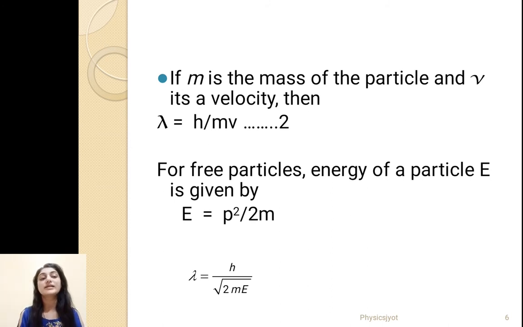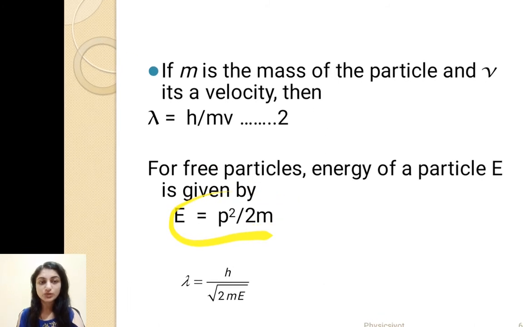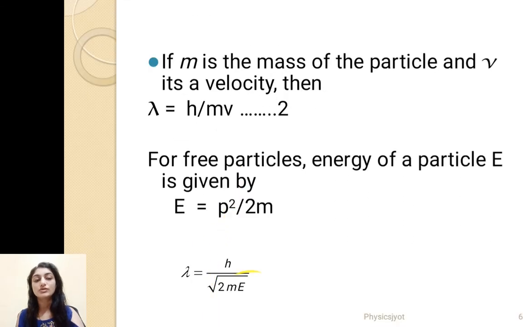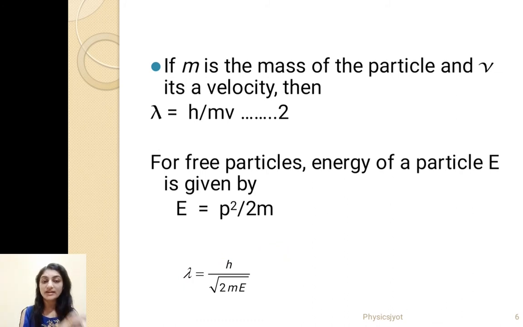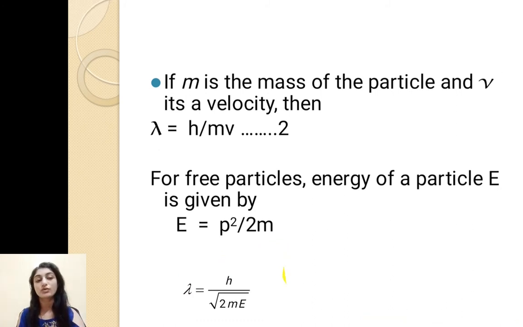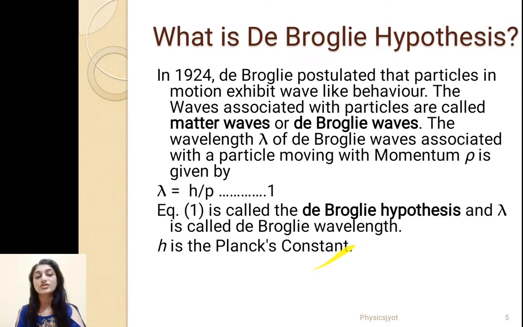Now for free particles, the energy of a particle E is given by E equals p square by 2m. We very well know this. So if I write E equals p square by twice m, I can write p square equals 2mE, or p equals under root of 2mE. So here, for p I can write under root 2mE, and I will get this third form, lambda equals h upon under root 2mE. So if in the problem energy is given, then I have to use this form. This is the third form, lambda equals h upon under root 2mE.